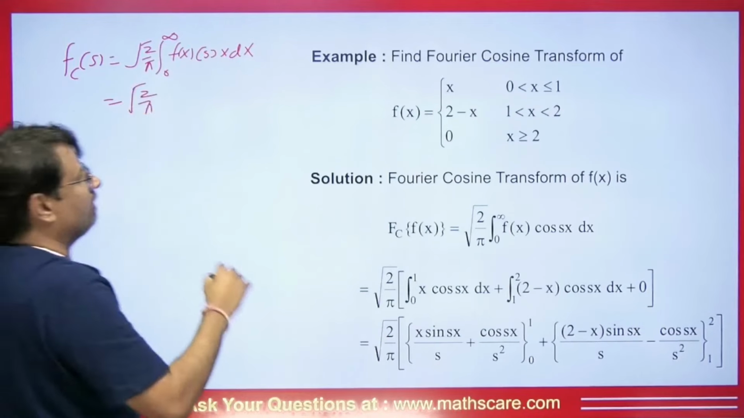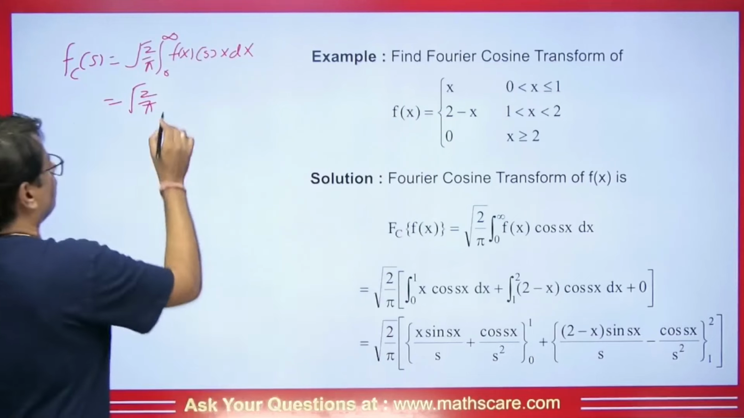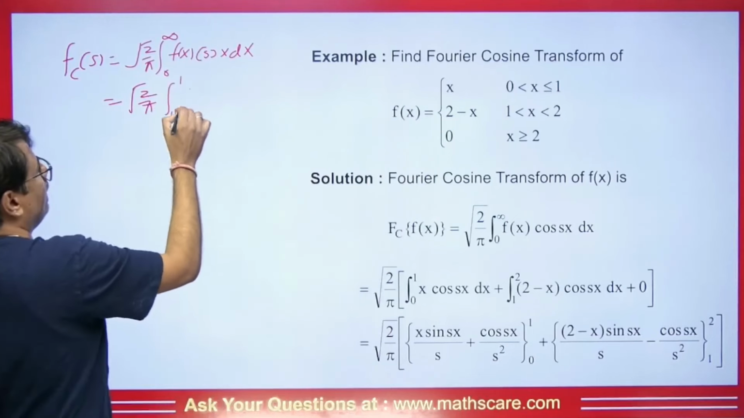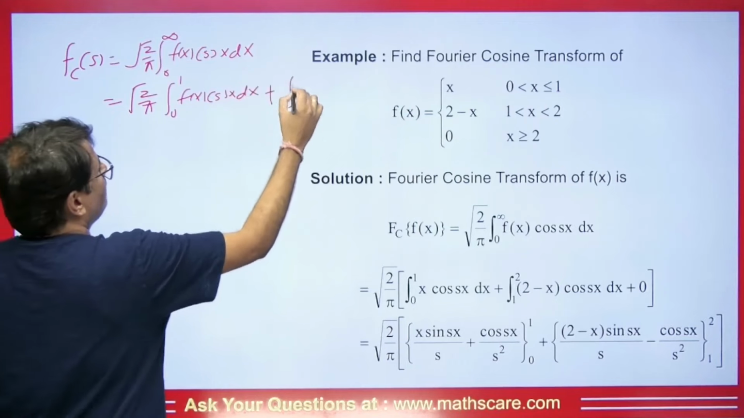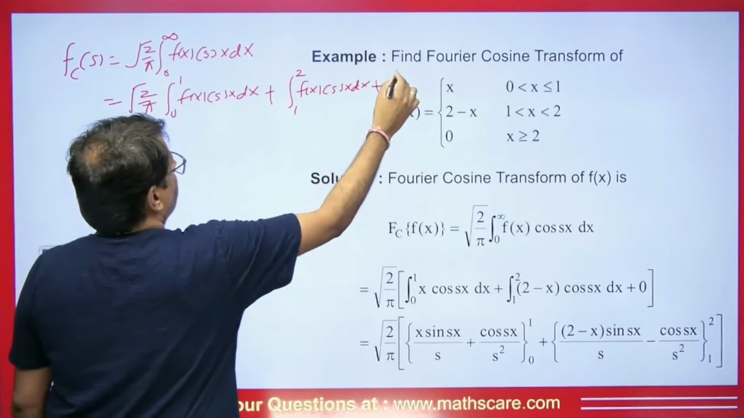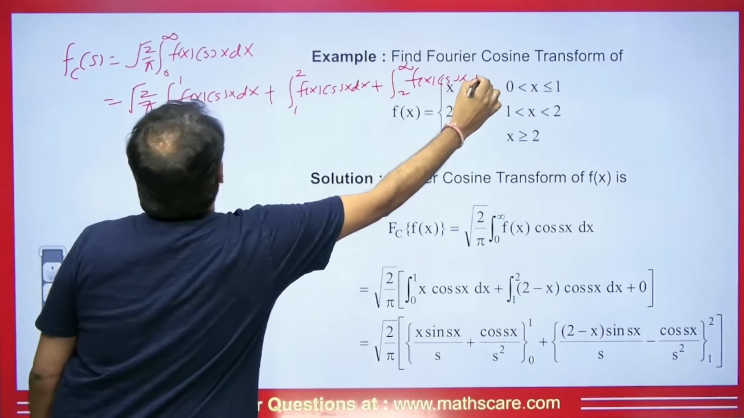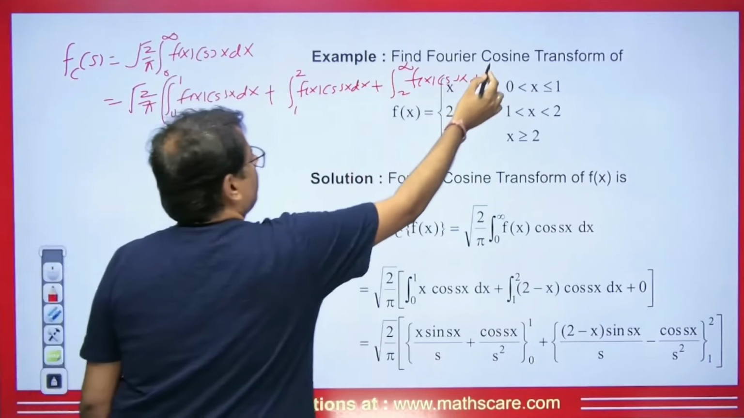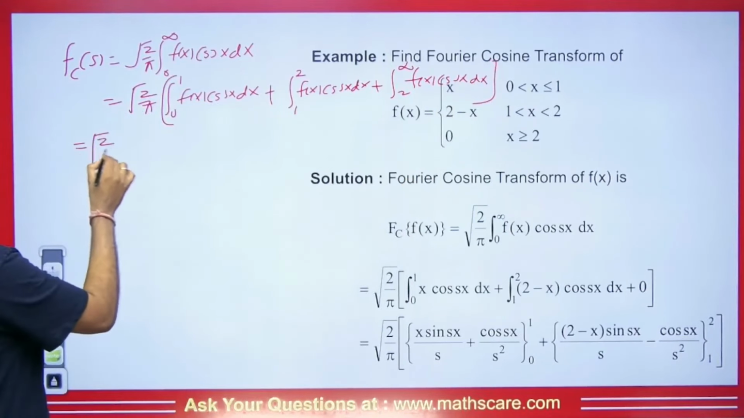Now we need to examine the interval form, so we write it separately here. So in the 0 to 1 part we have x. Now first we write it as 0 to 1, f(x) cos sx dx. Then I will write 1 to 2 here and we will get f(x) cos sx dx. Then we will get from 2 to infinity f(x) cos sx dx. Here I have taken the 2 by pi outside, making it common. Is it understood? Now here you need to pay attention. It will be 2 by pi.